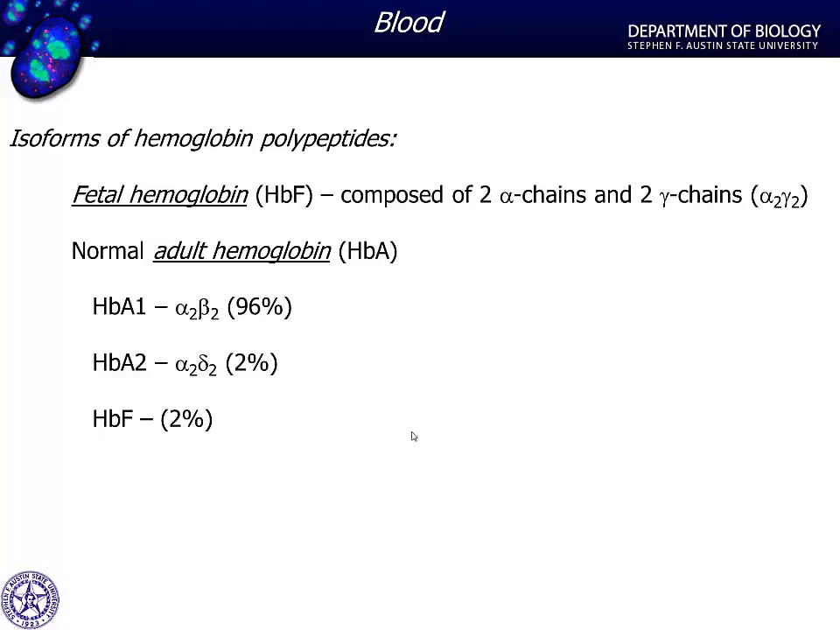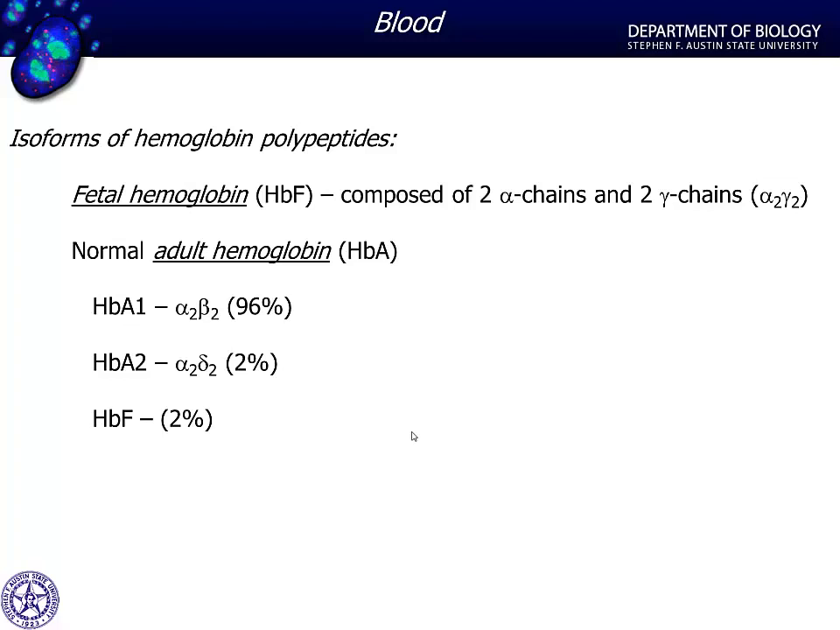Now remember, we do have these different chains that are present to make up hemoglobin. 96% of the adult population will have the alpha-2 beta-2, but we also have a small percentage that are going to have the alpha-2 gamma-2 that have the alpha-2 beta-2 chains of hemoglobin. However, 2% of the population are going to lack the beta chain. They're going to have the delta chain.